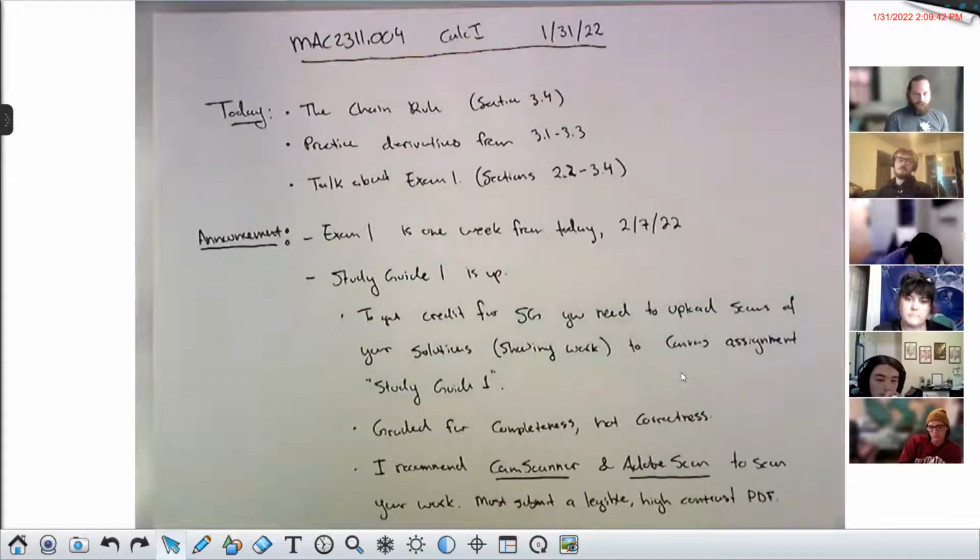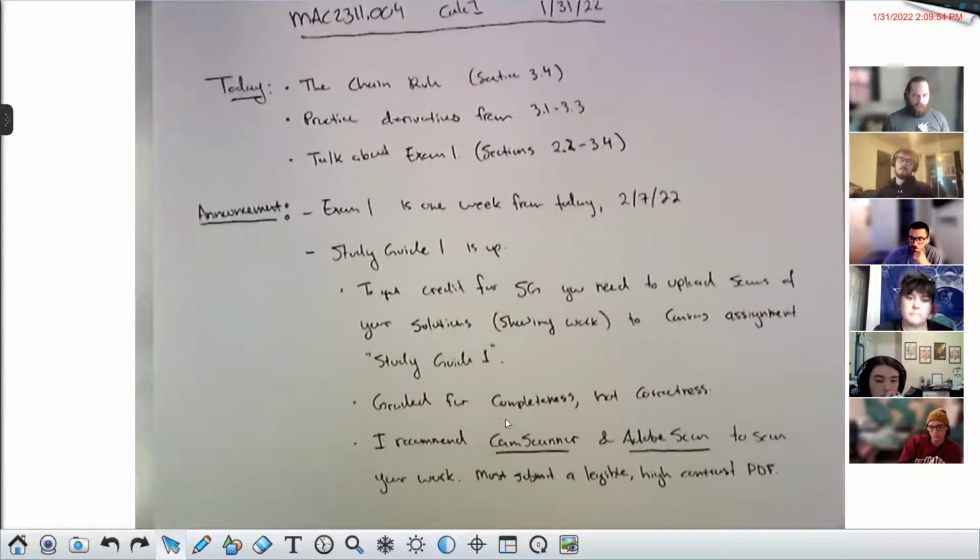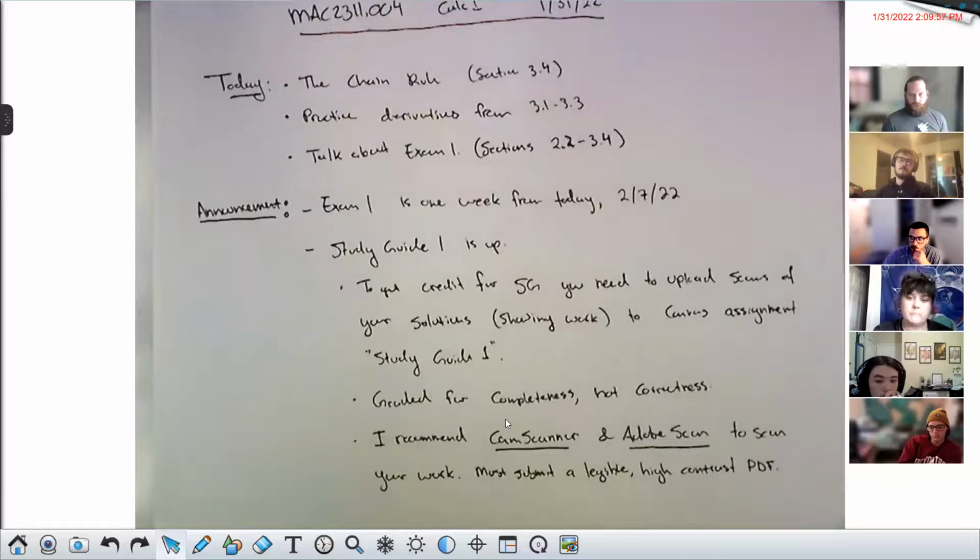And then the last thing here: graded for completeness, not correctness. So please just show me your work. I don't want to see somebody else's work, just yours. This way there's no penalty for making mistakes. And the apps that I've had success with are Cam Scanner and Adobe Scan. The Notes app, I understand, works well. And if you find something else, please let me know. But please don't take a picture and then convert it to a PDF. That will not give me a legible, high quality, high contrast PDF.